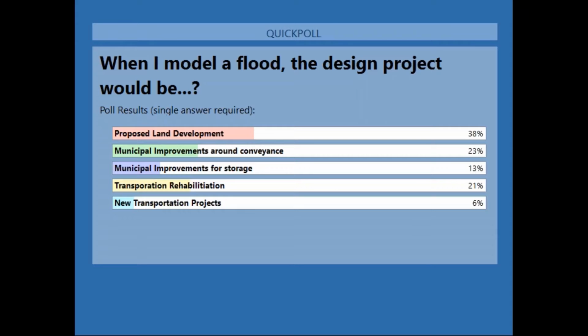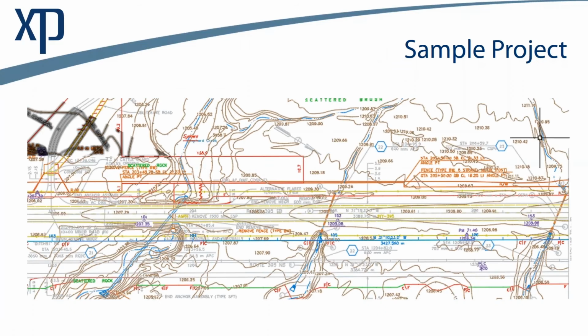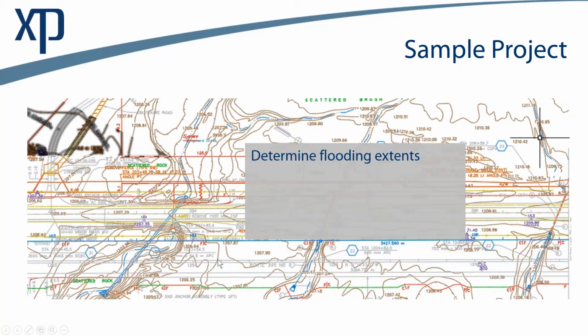Let's step into the presentation at this moment. All right, so our project, as I indicated, we were going to look at a transportation project. In this case, it is a road project where we're adding lanes. The existing road and the existing culvert has one lane in each direction, and it's going to become a divided highway. And we want to take a look at determining the existing flooding extents upstream of this culvert.